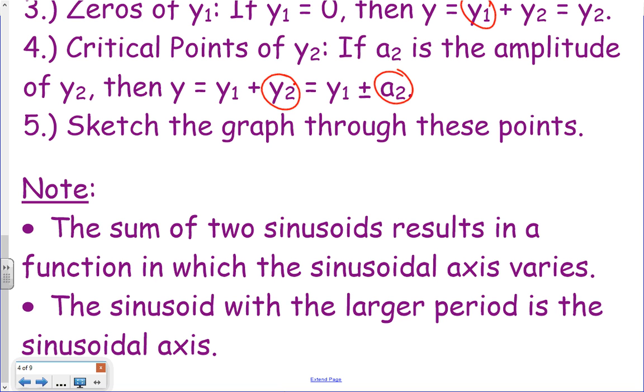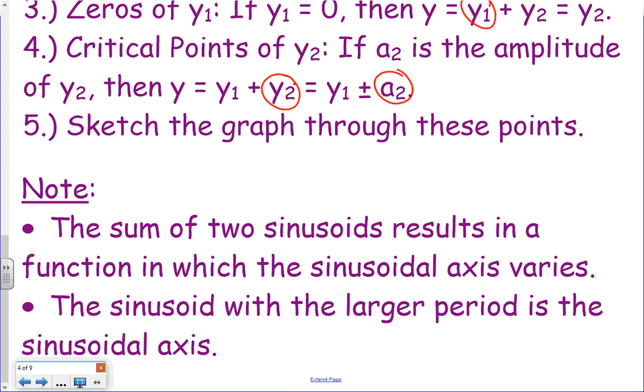Again, that won't always be y1. In this case, it was. Maybe in many of the cases, the problems you're going to look at, that will be the case. But just realize that sometimes it will be y1, sometimes it will be y2. There's nothing special about them naming them y1 and y2 for us. So you got to look at which one is the larger period function.